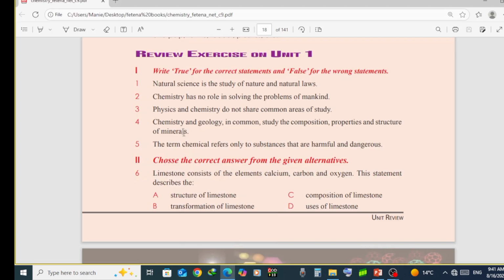Question number 2. Chemistry has no role in solving the problem of mankind. Chemistry has no role in solving the problems of mankind.